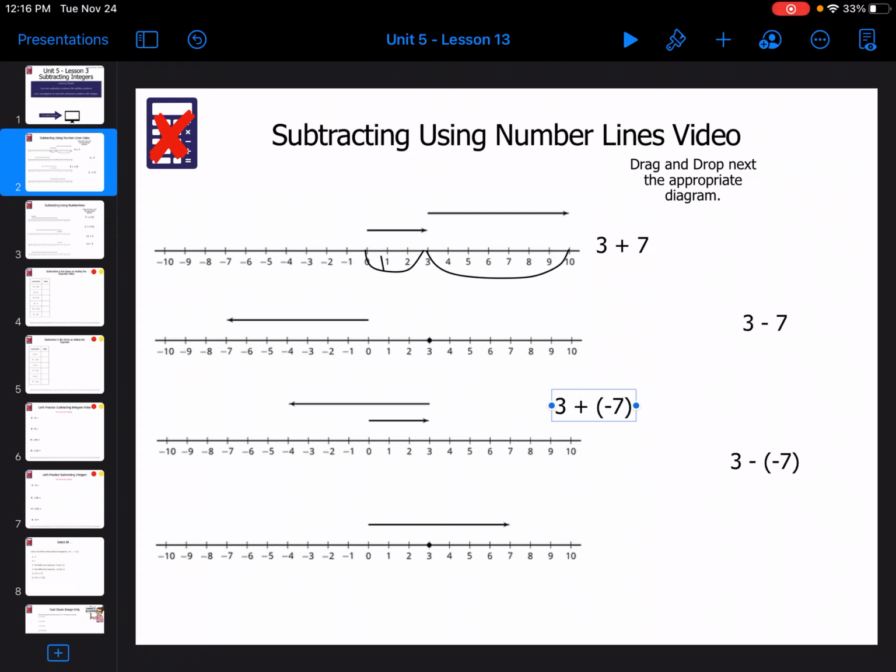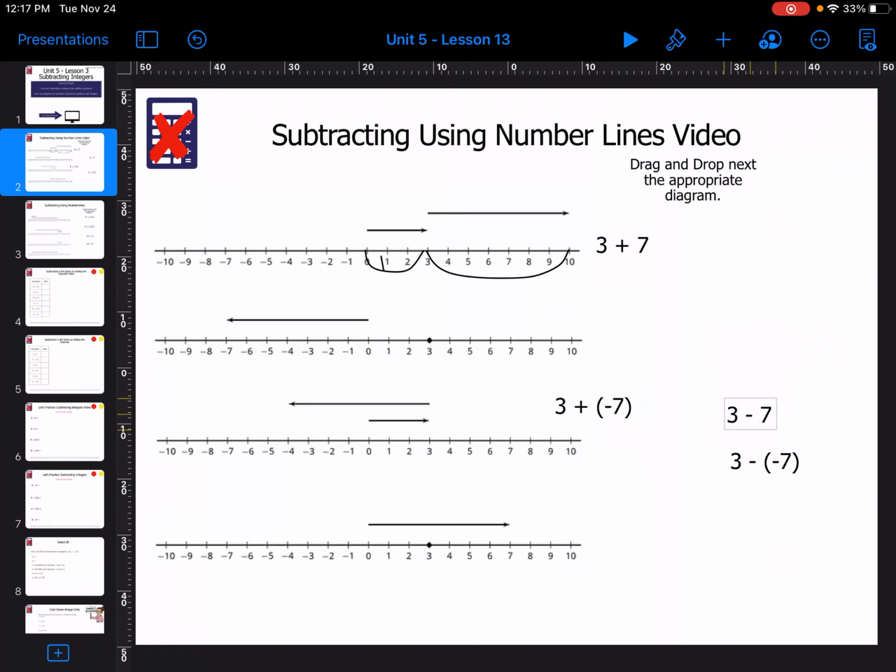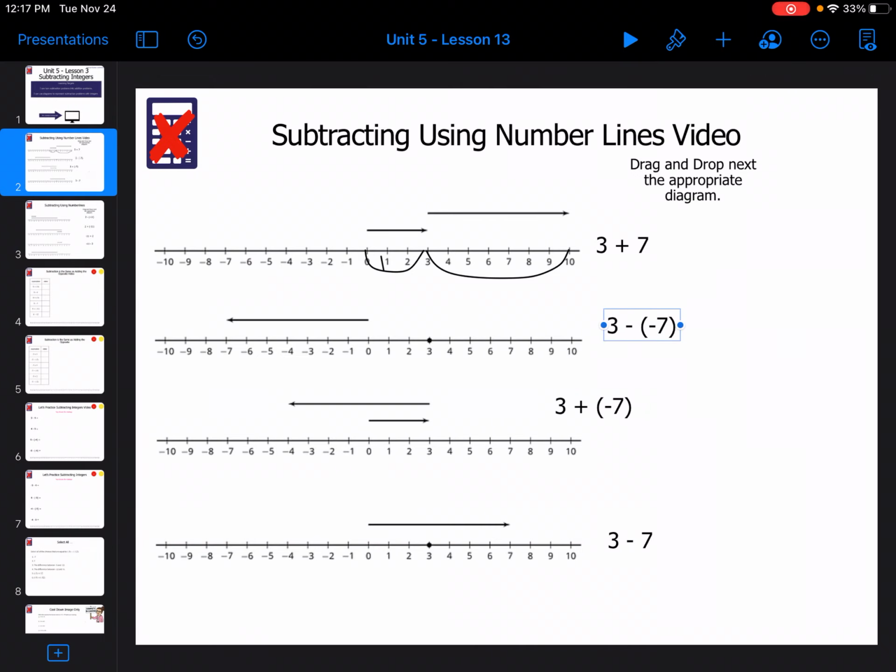So I have these two subtraction ones that are causing me a hiccup. So let's think. 3 minus 7. So I have 3 and I take away 7. I'm going to end up on negative 4, right? I have 3 and I'm going to end up on negative 4. So I'm thinking I'm going to go here. And I think I'm going to go here. We're going to try it out.